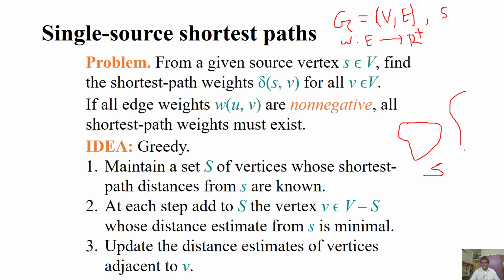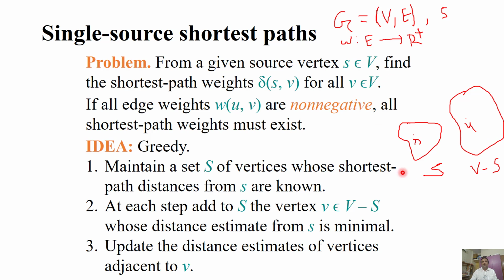Those are V minus S, the complement of capital S. Every time we add a vertex, say u, whose distance estimate from s is minimum. That is the greedy choice. We consider all the vertices over here and we have a distance estimate. We key all the vertices by the distance estimate, which is the path weight from s to that vertex. That is called the distance estimate. So, we key all the vertices.